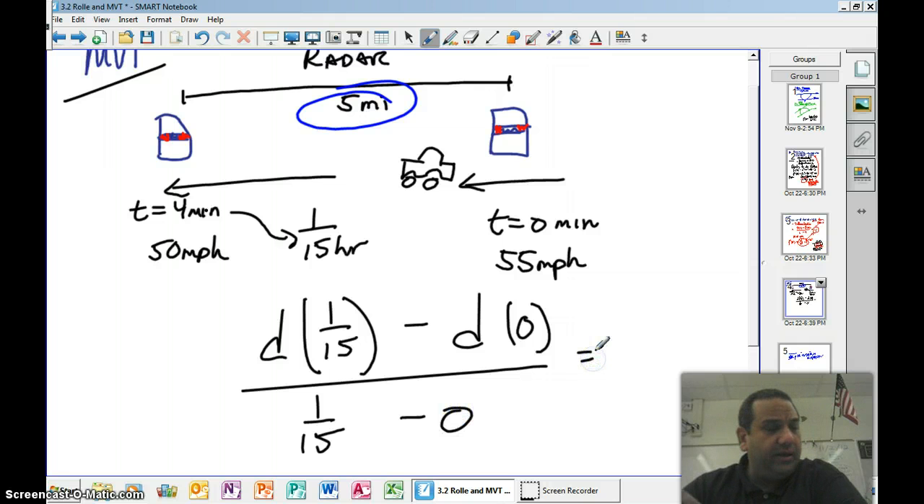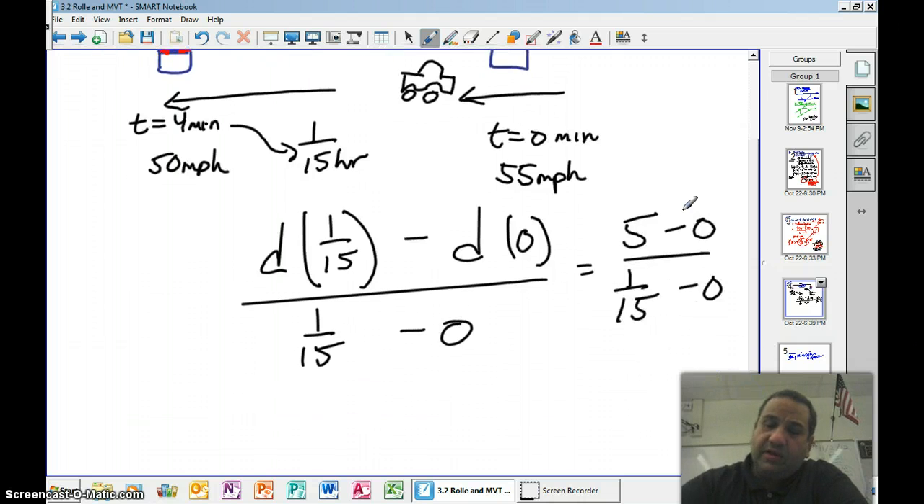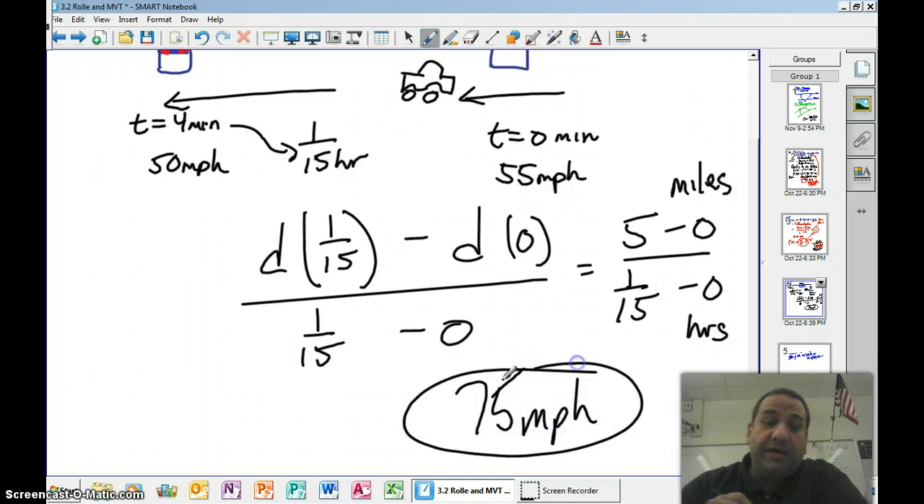So I say, okay, how far did I go in this time, 1/15? I went 5 miles. This was 0 miles. This is 1/15. This is 0. And then this is miles. This is hours down here. So he says, okay, you were doing an average speed of 75 miles per hour. You now have a nice fat ticket.